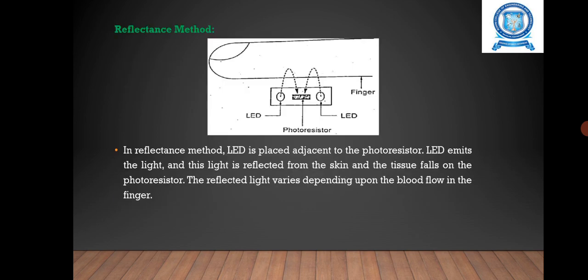The next method is the reflectance method. In this method, the LED is placed adjacent to the photoresistor. So it emits the light and this light is reflected from the skin and tissue and falls on the photoresistor. So it is connected as part of a voltage divider circuit. The output can be recorded using a strip chart recorder.